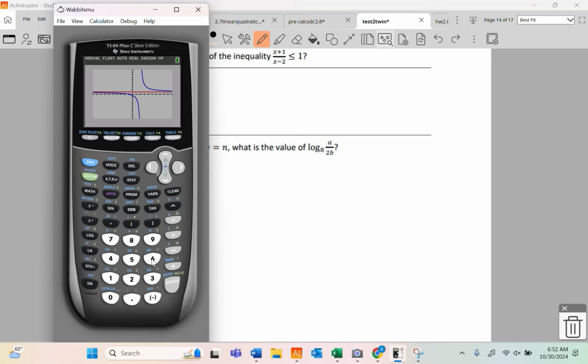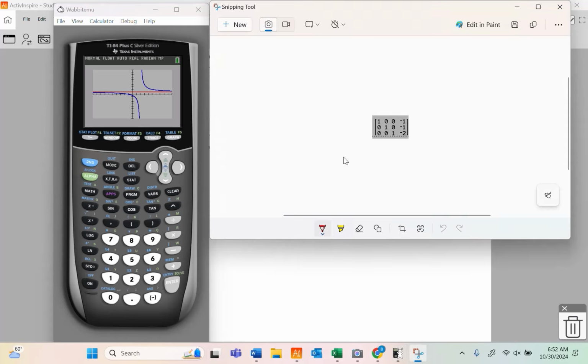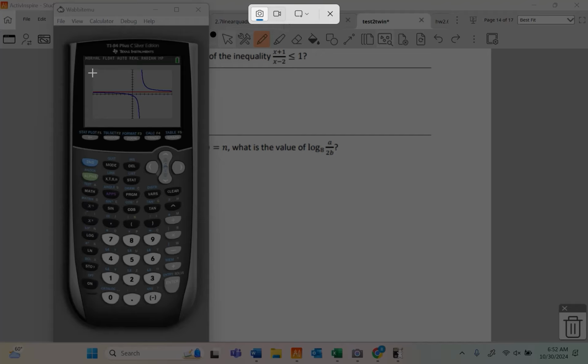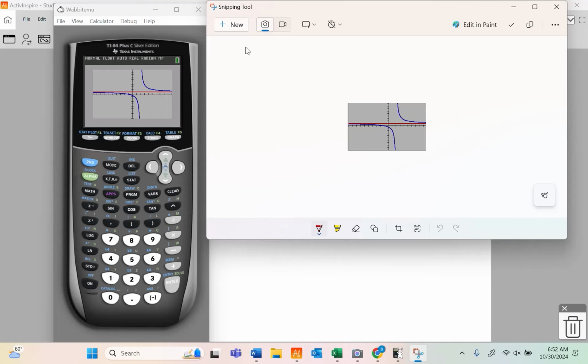All right, well, this isn't so bad. It really is not so bad. It's actually kind of a nice one. That 1 is what we call a horizontal asymptote. So this isn't so bad.